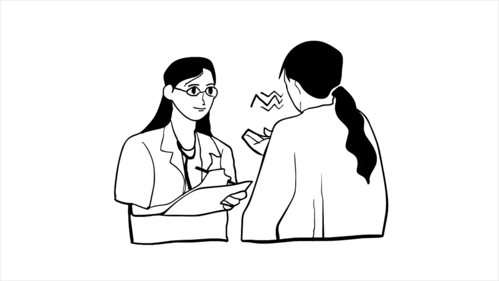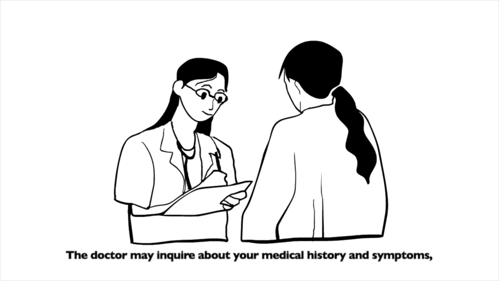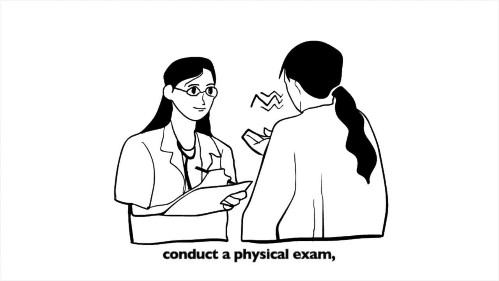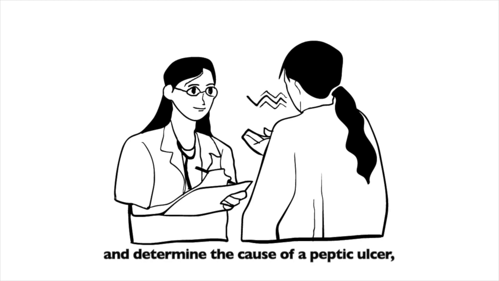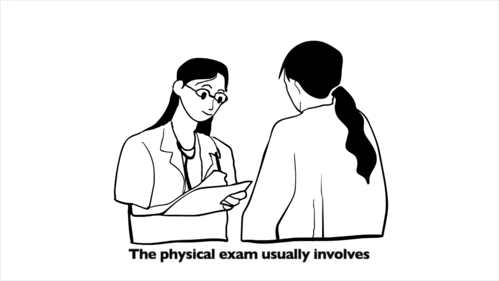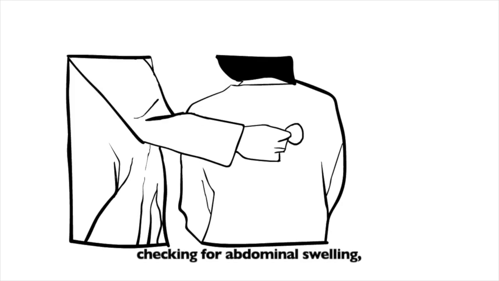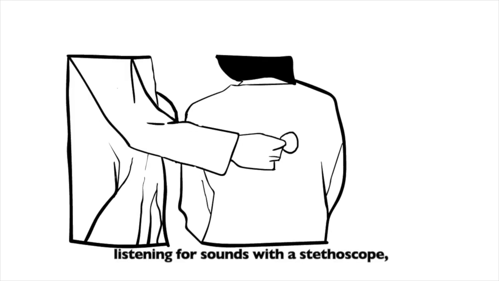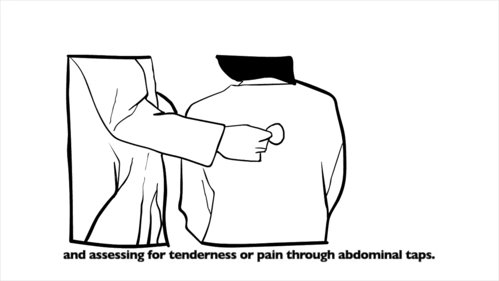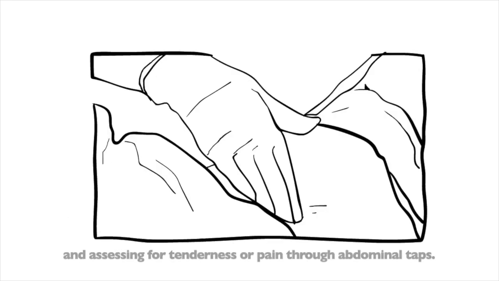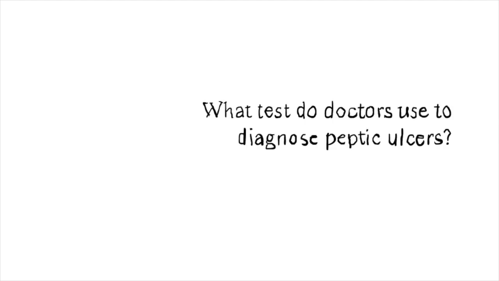Diagnosis. The doctor may inquire about your medical history and symptoms, conduct a physical exam, and order tests to diagnose and determine the cause of a peptic ulcer, as well as to detect any complications. The physical exam usually involves checking for abdominal swelling, listening for sounds with a stethoscope, and assessing for tenderness or pain through abdominal taps. What tests do doctors use to diagnose peptic ulcers?